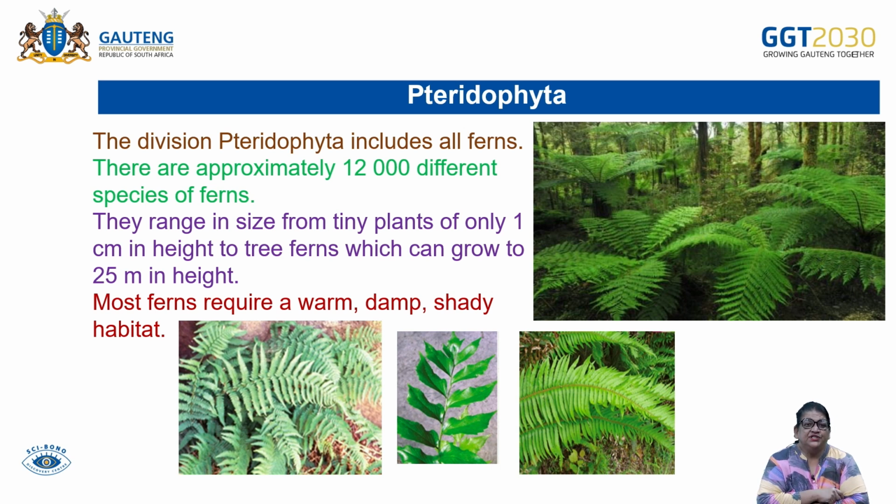Now, the division pteridophytes includes all ferns, and there are 12,000 different species of ferns found on Earth. So no matter what province you go to, or what forest you go to, when you see a fern, it is one of 12,000 different species of ferns.